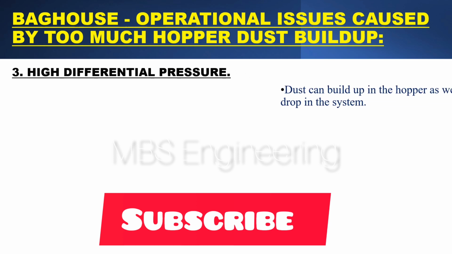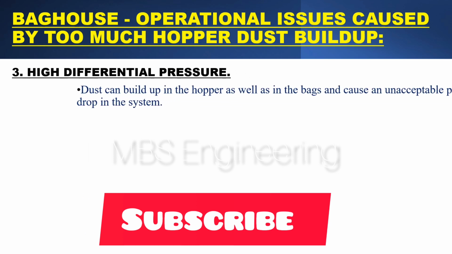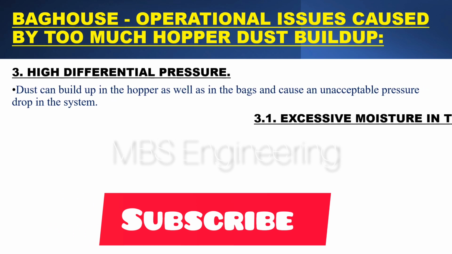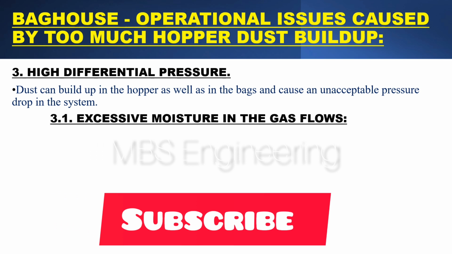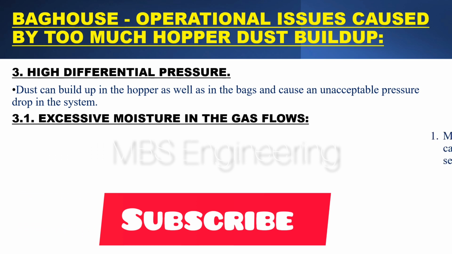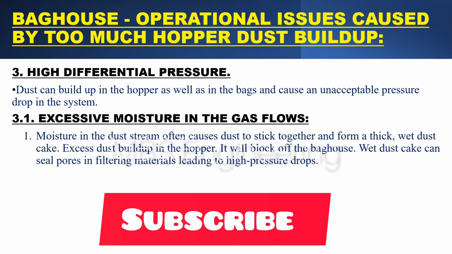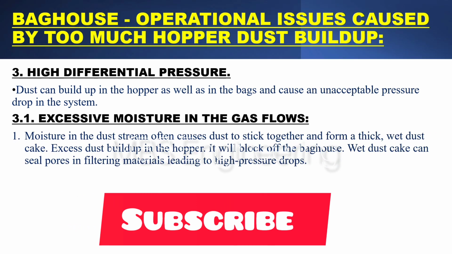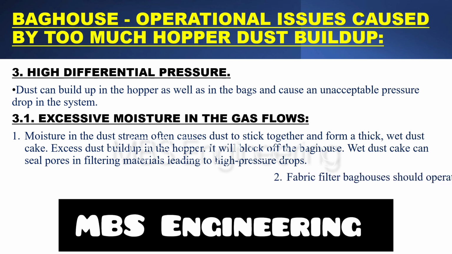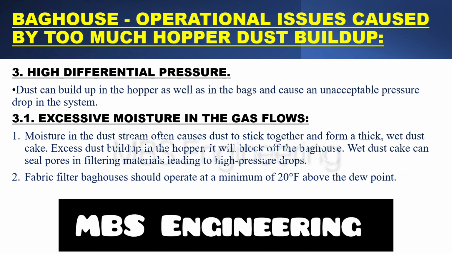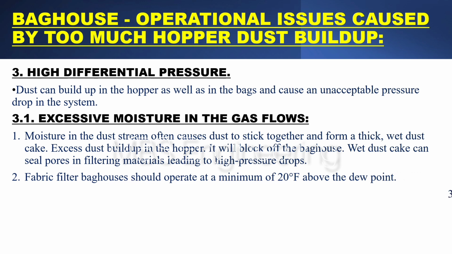Next, the third issue is the high differential pressure. Dust can build up in the hopper as well as in the bags and cause an unacceptable pressure drop in the system. Next, we look at how differential pressure increases with excessive moisture in the gas flows. First point: moisture in the dust stream often causes dust to stick together and form a thick, wet dust cake. Wet dust cake can seal pores in filtering materials, leading to high pressure drops.